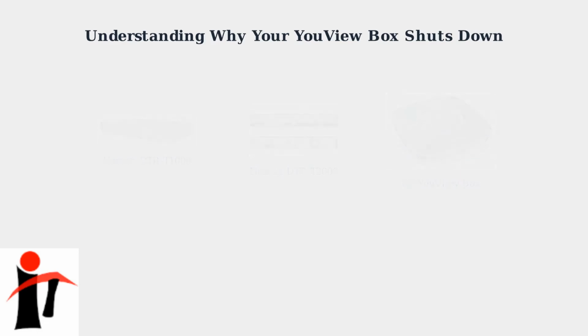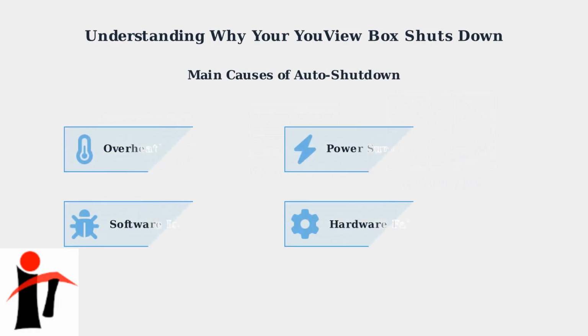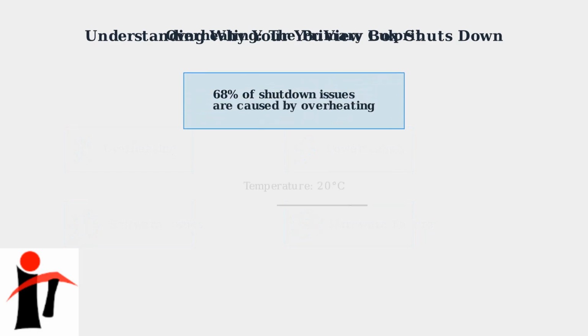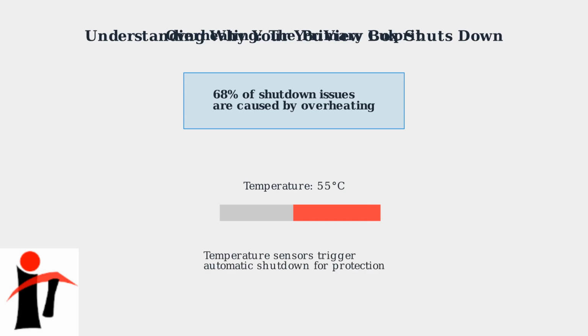There are 4 main causes behind these auto shutdown issues. Understanding these causes is the first step to solving the problem. Overheating is by far the most common cause, accounting for 68% of all shutdown issues. When dust blocks the vents or the room temperature is too high, internal components get too hot. The box has built-in temperature sensors that automatically shut down the system when components exceed safe operating temperatures. This prevents permanent damage to the electronics.